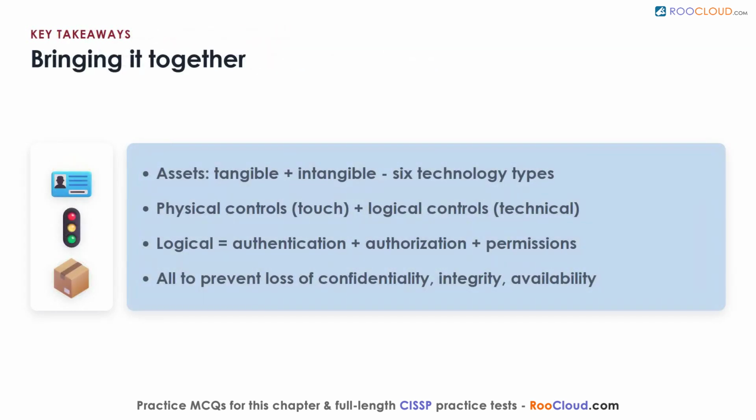So let's bring it together. Assets are anything of value, tangible or intangible, and the technology set spans information, systems, devices, facilities, applications, and services. You defend them with physical controls you can touch and logical controls built from authentication, authorization, and permissions. And the whole point is to prevent loss of confidentiality, integrity, and availability. Master this map, and every access control decision later in the domain has a clear home.